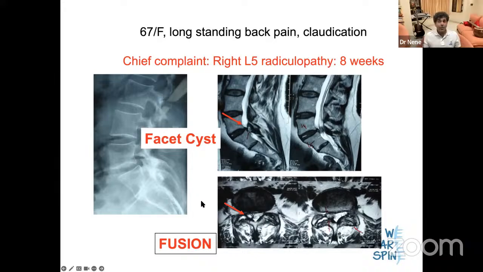So this is different from a nerve root block. Giving a nerve root block in a facet cyst is a waste of time because, unlike a disc, which is going to settle down, the cyst is not going to settle down. When you give a nerve root block in an acute disc prolapse, you're doing it to buy time until the disc regresses. Here, that's not going to happen or it's very, very unlikely to happen. So here, giving a root block is really a waste.